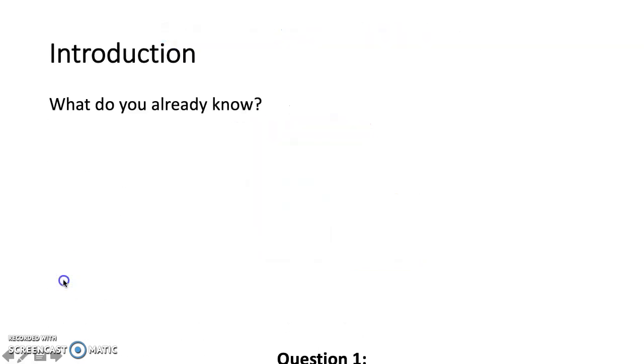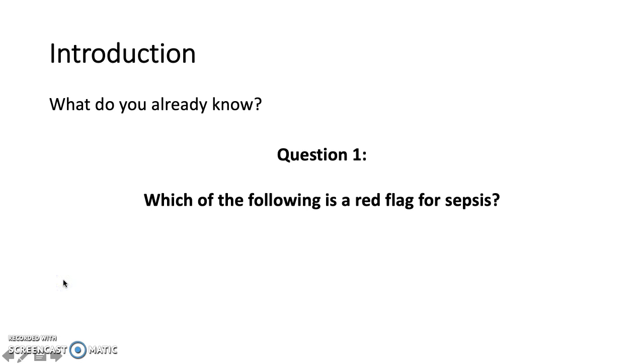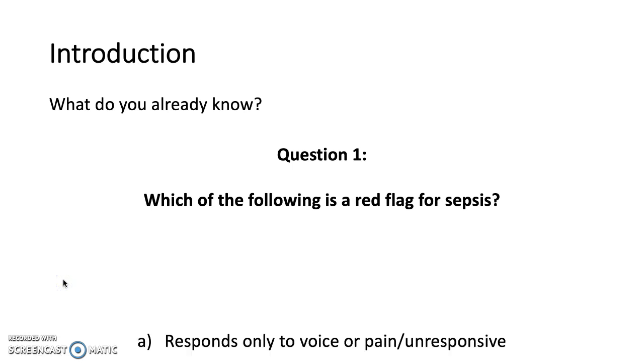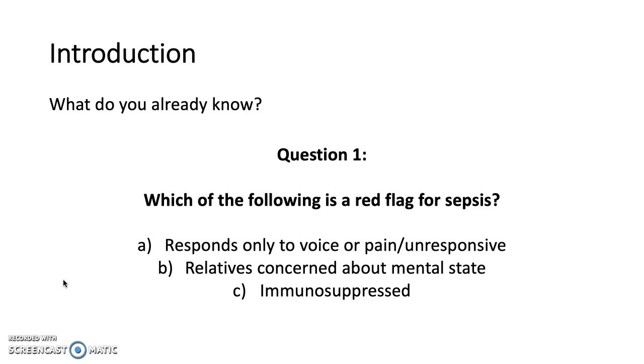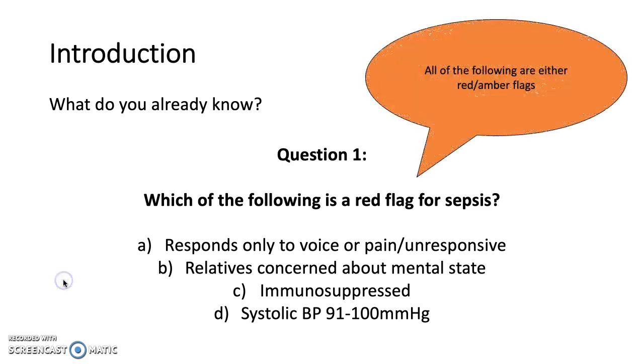So what do we already know? Question 1. Which of the following is a red flag for sepsis? A. Responds only to voice or pain or is unresponsive. B. The relatives are concerned about the patient's mental state. C. The patient is immunosuppressed. Or D. The patient has a systolic blood pressure of 91 to 100. Remember, there is a difference between red and amber flags, with red flags being more serious.